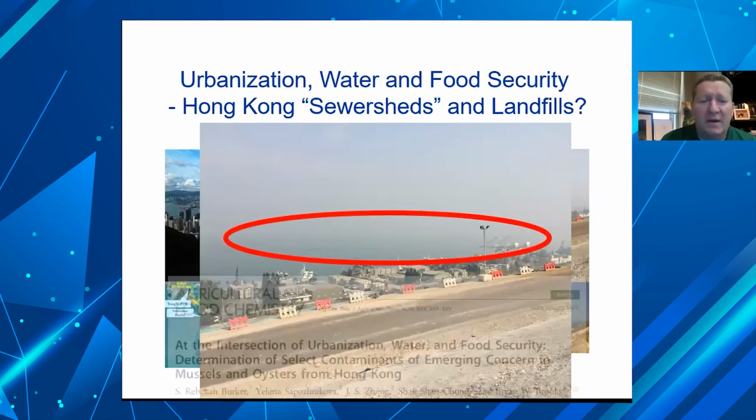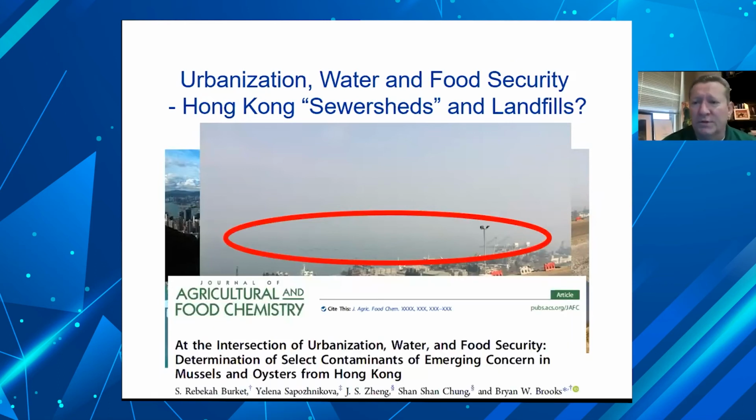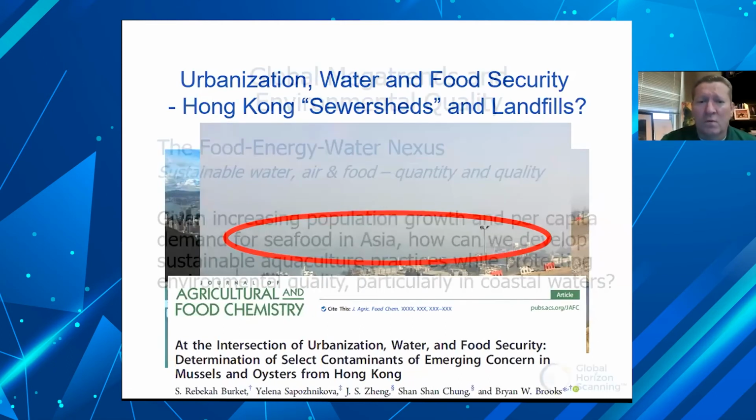In fact, one of my former students examined these oysters and also some mussels from other parts of the city for a variety of contaminants, which are present. And so this nexus of urbanization and waste and food and water becomes very complex, but is also, I think, a microcosm of the kinds of challenges that we're facing in many places around the world, and will continue to face as we go forward.